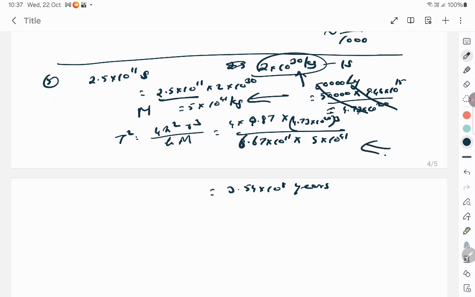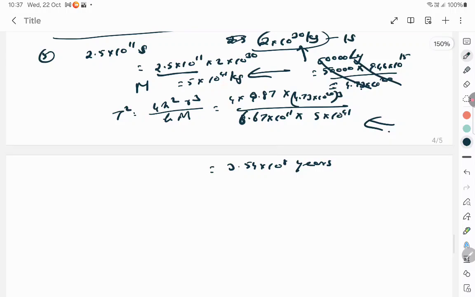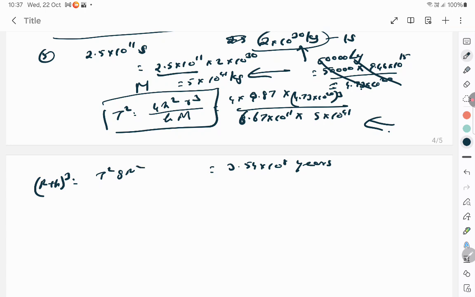So you must remember the relation for this T square. Now, let's start remembering this itself. Instead of writing R plus h the whole cube is equal to T square G R square by 4 pi square, and replacing this as capital G into capital M, and replacing this as R cube, and then writing a formula for M or T.